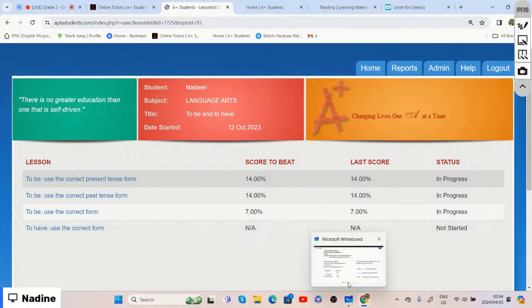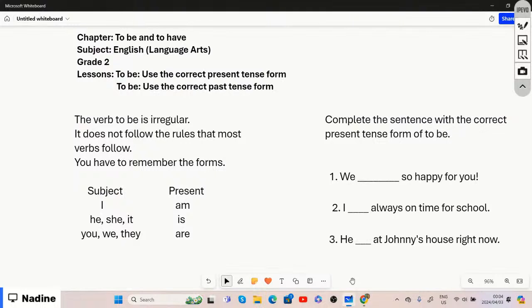All right. So our chapter is to be and to have. Our subject is English language arts. Grade 2, and the lessons that we are focusing on today under the chapter of to be and to have are to use the correct present tense form and also to use the correct past tense form.